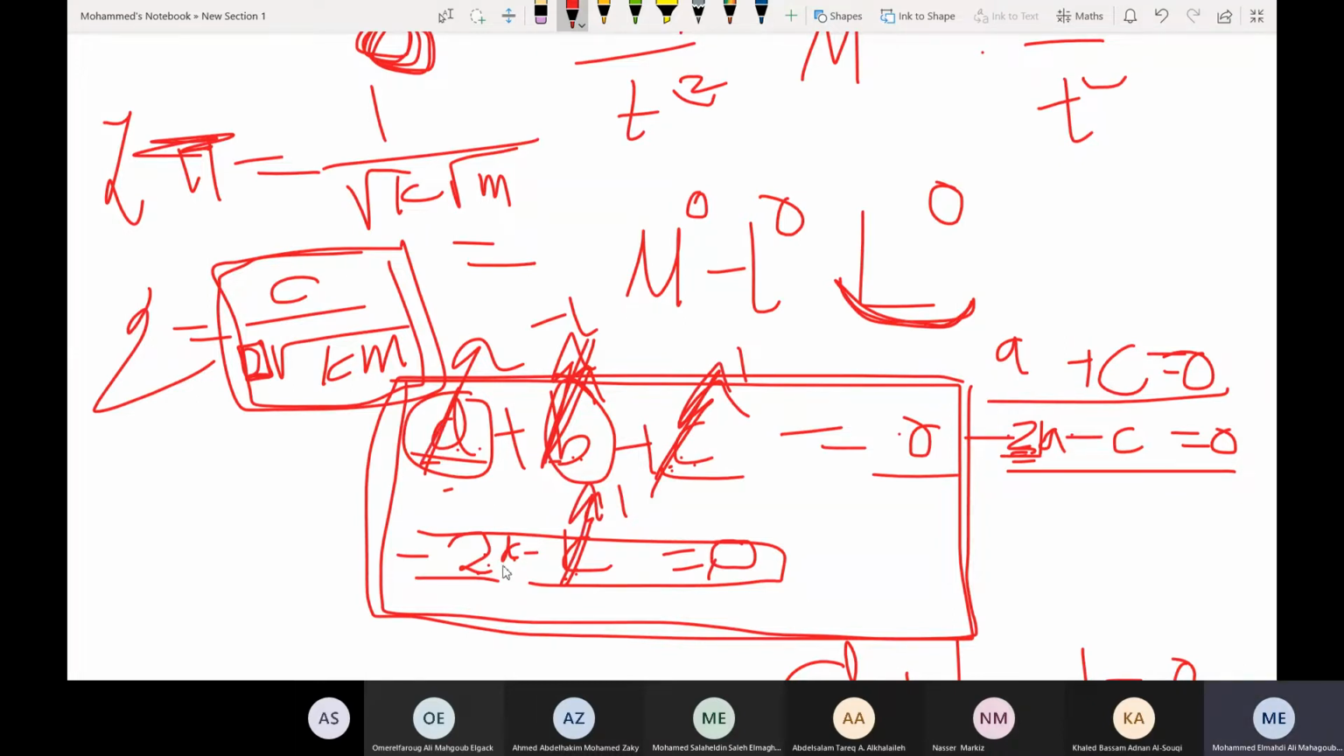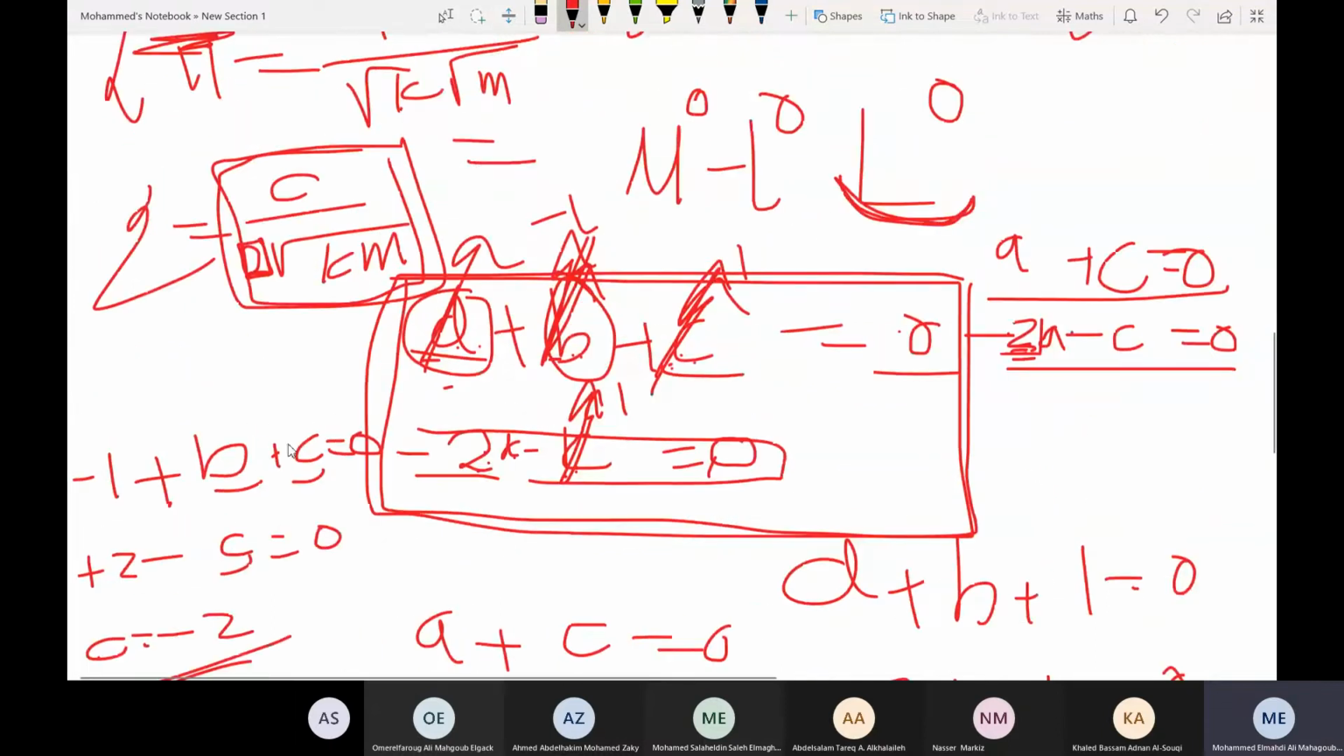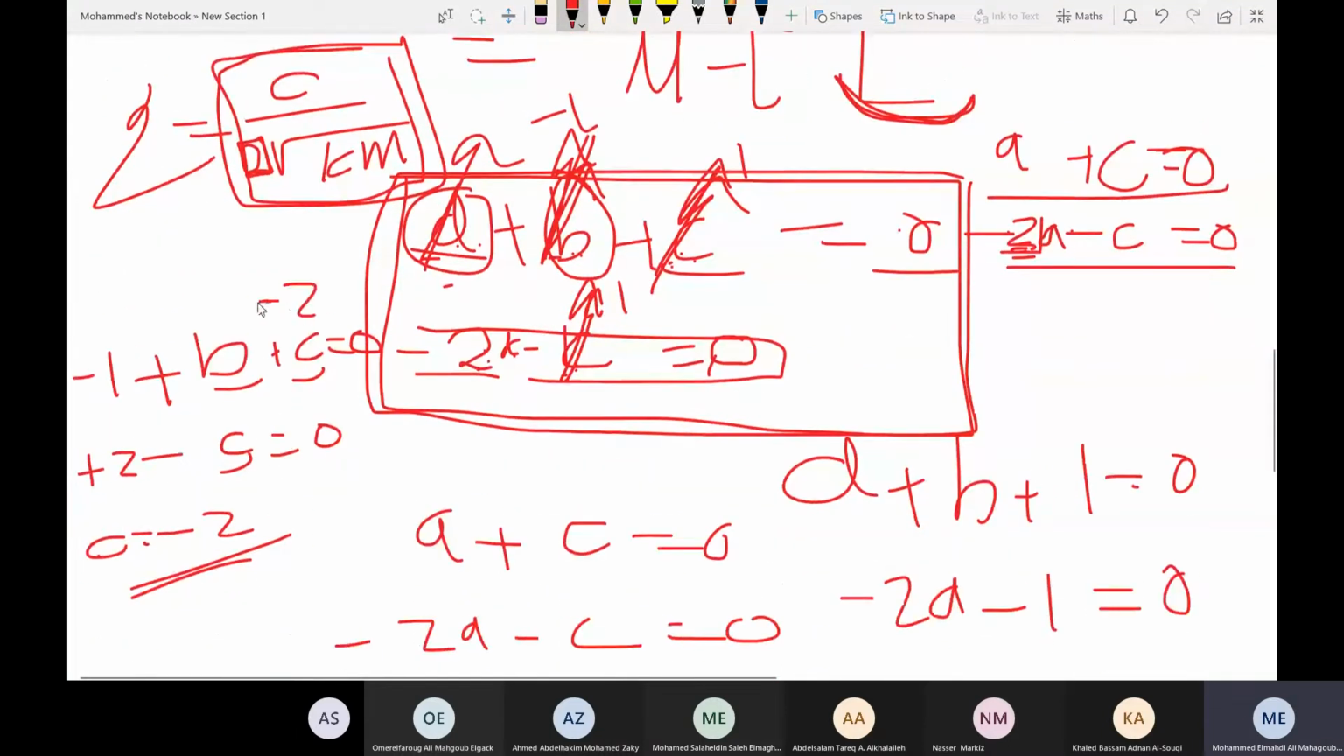Or another method: if you eliminated the A, let's say you put it equal to 1. So we have 1 plus B, or minus 1 plus C, equal to 0. And then here minus 2 times 1 or times minus 1, so plus, and then minus C is equal to 0. Get B and get C. C will be obviously minus 2. And then B will be, if we put here minus 2, minus 1, minus 2, minus 3, so B will be 3.